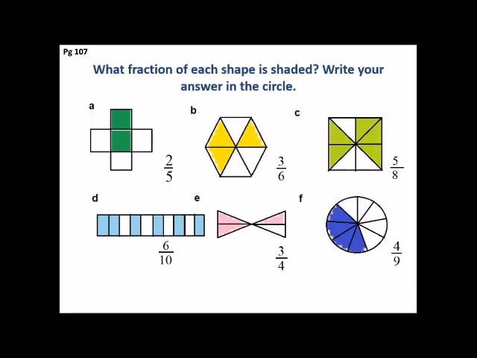What fraction of each shape is shaded? Write your answer in the circle. In part A, a shape is divided into 5 equal parts. How many parts are colored in green? 2. So the fraction is 2 by 5.